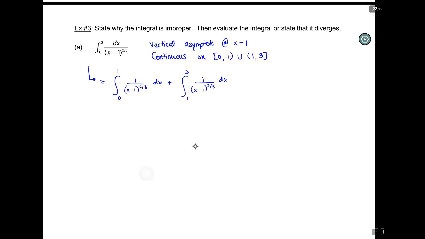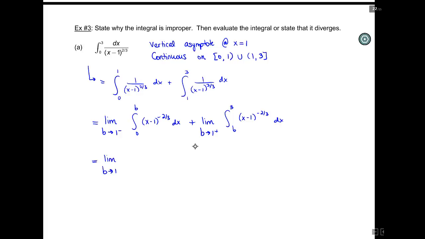So we have to think about at 1, okay, so we're going to introduce the limit. I'm going to say as b approaches 1 from the left is going to be the integral from 0 to b. And I'm going to rewrite this as x minus 1 to the negative 2/3 dx. And then I want to add the limit as b approaches 1 from the right, the integral from b to 3 of x minus 1 to the negative 2/3 dx.